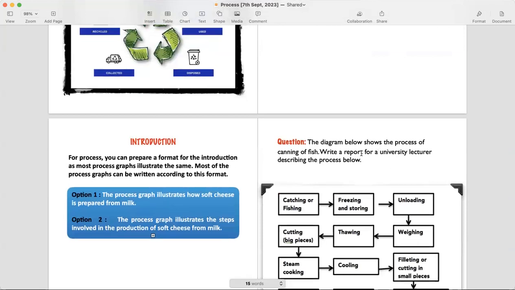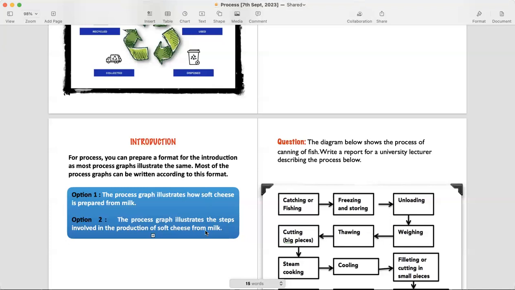I'll practice the second one with you, but I'll tell you my two options right now. This is one way I write the introduction. The second way I write the introduction is using the word steps. The process graph illustrates the steps involved in the production of soft cheese from milk. So these are the two ways I write my introduction.